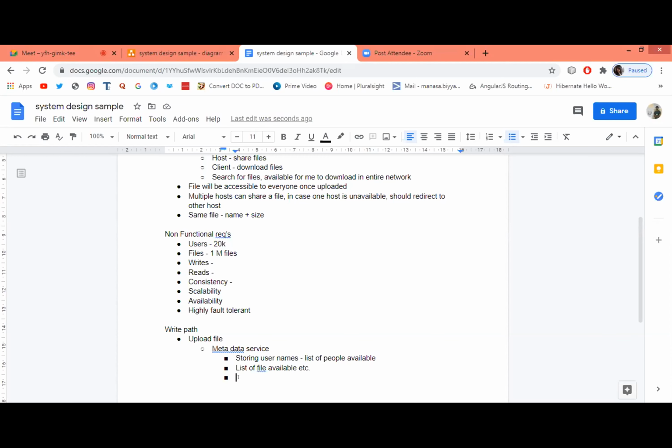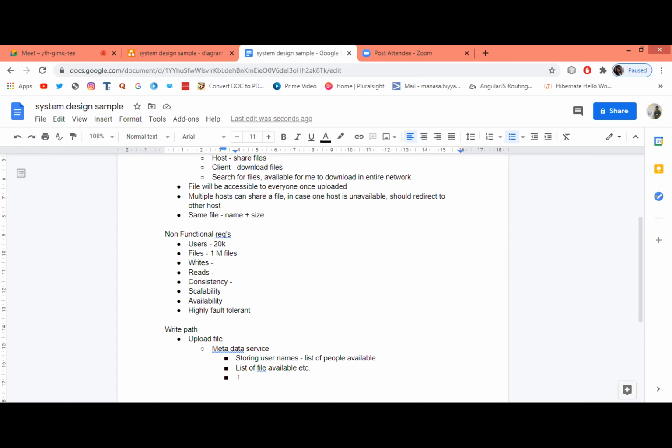I mean, the people who are hosts which are available, like people who are online, so that I can route my requests to the people who are available. So I should maintain something like a heartbeat service, which knows who is available currently, so that if I get a request for a particular file, I can ask that service which hosts have this file, and which among them are online currently.